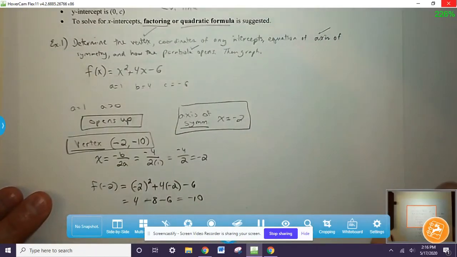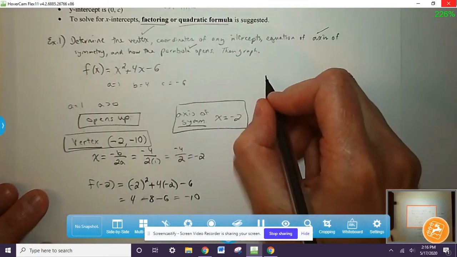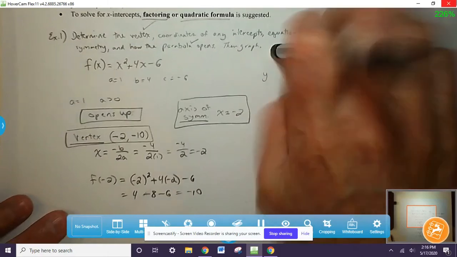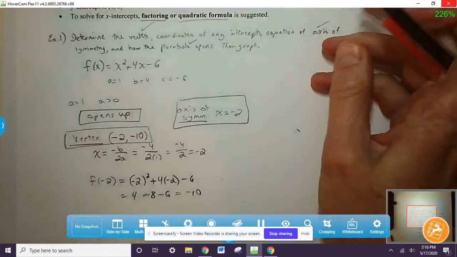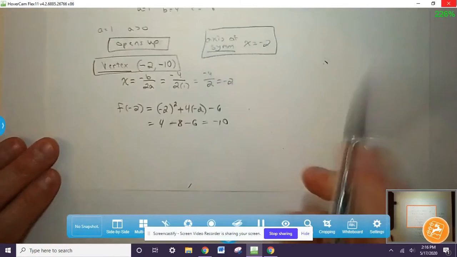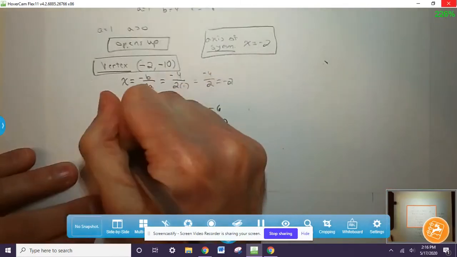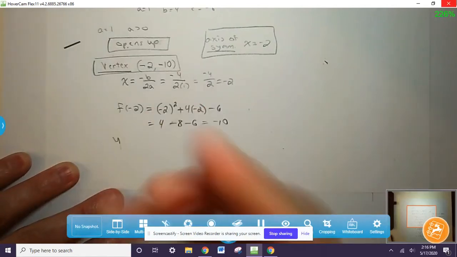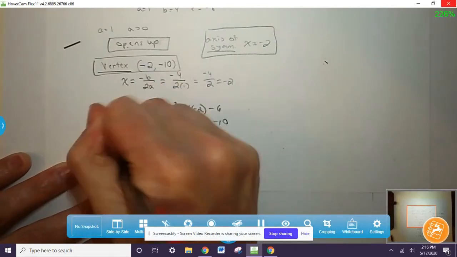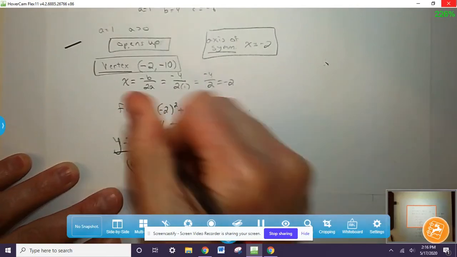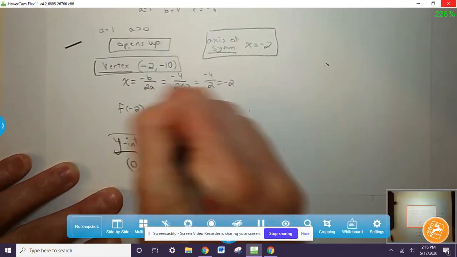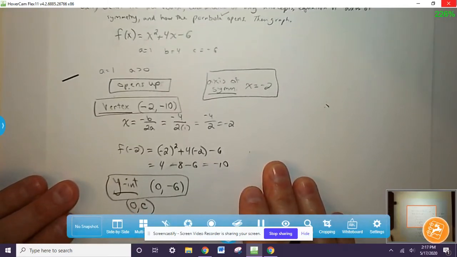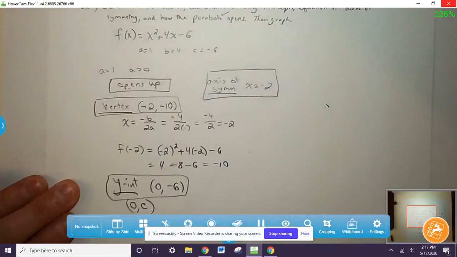And now we need to find the intercepts. So we need to find x-intercepts if there are any, and the y-intercept. I'm going to do y-intercept first because the y-intercept is really easy to find when you're in this format. For the y-intercept, it's (0, c) whenever you're in this definition form. So the y-intercept for this one is (0, -6). And there's no work to do on that. You can just tell by looking at what the constant is when you're in definition form.